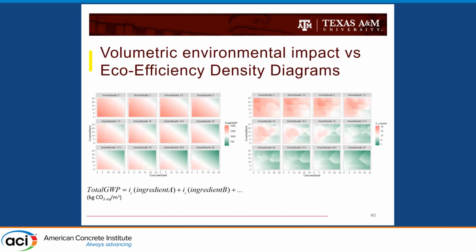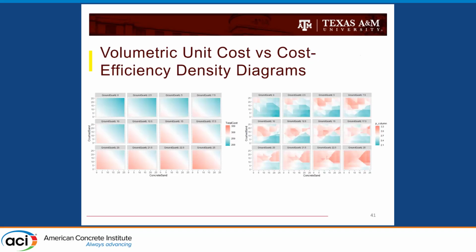Now, just a quick look at these diagrams. If you look at the left, this is just a pure linear relationship between the contribution of each ingredient to environmental impact, and we compare that to the diagrams, you can see that the trends are not exactly the same. So if you're trying to minimize the embodied CO2, that doesn't mean that you're automatically getting the most efficient solution of your mix design. And the same with the cost. You can see that the relationship is not exactly the same.